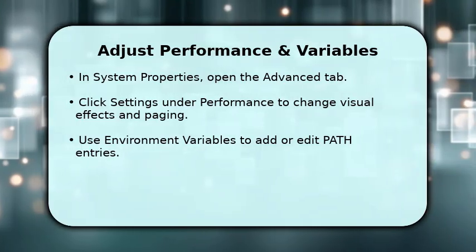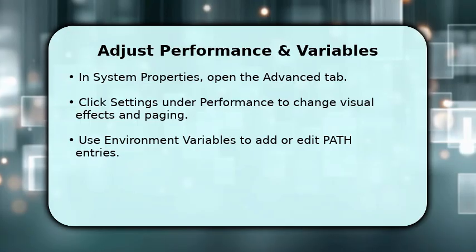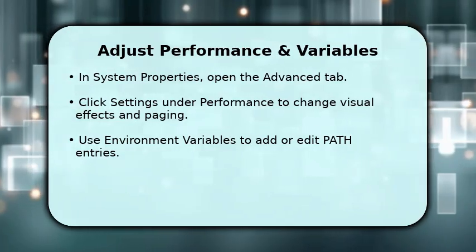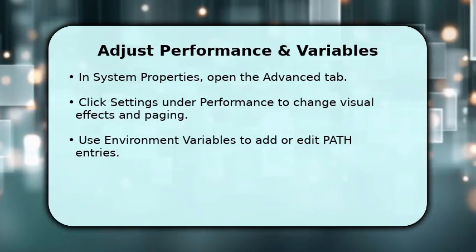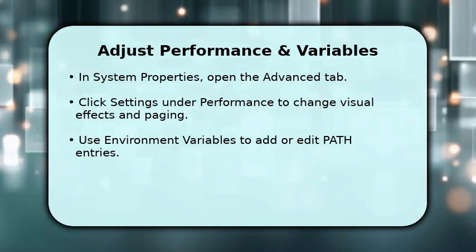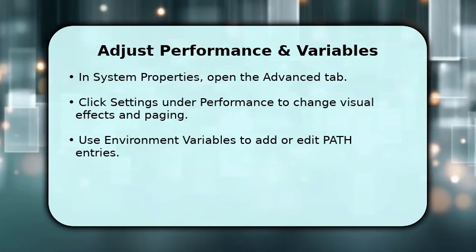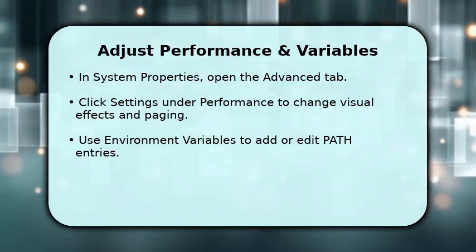Click Settings under Performance to choose Visual Effects or change virtual memory. Reducing animations improves responsiveness, while custom paging helps heavy workloads. Then click Environment Variables to add or edit path entries for tools you install. This makes command line apps available everywhere.